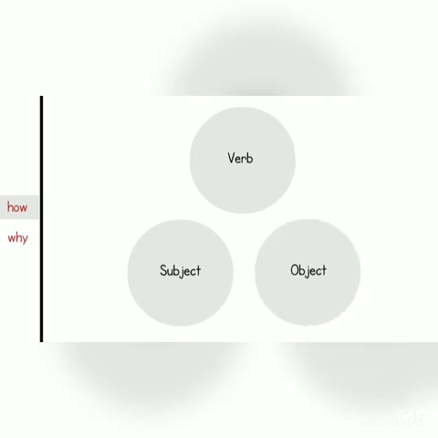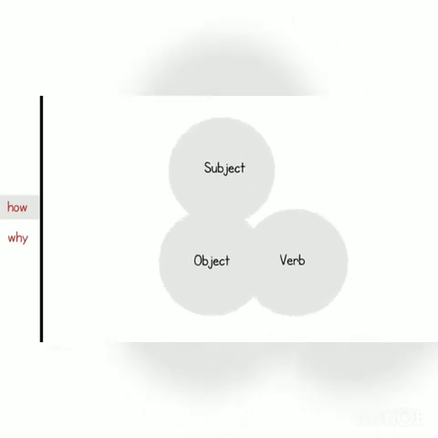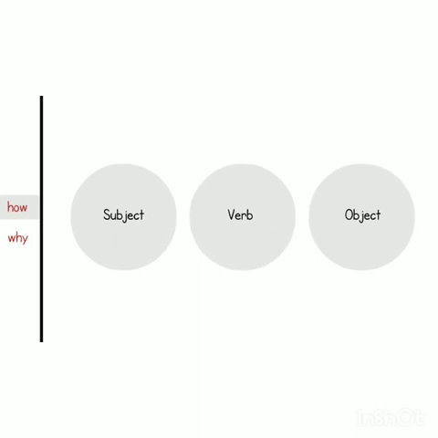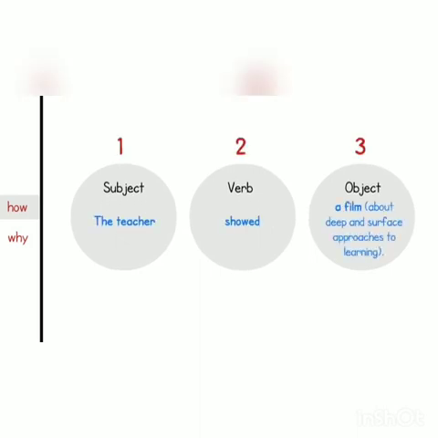It's always subject, verb, and object. You find the subject at the first place and the verb, and then you see how the object moves at the end. So first comes the subject, verb, and the object.